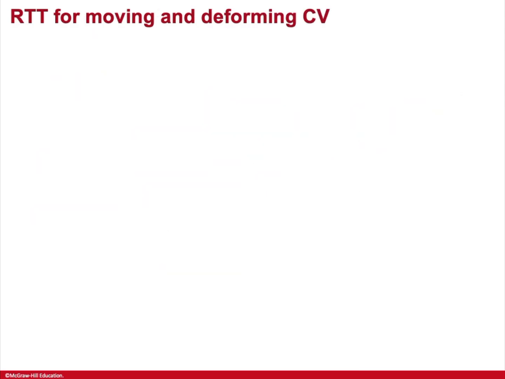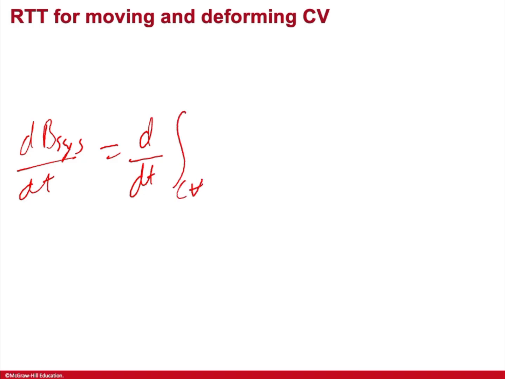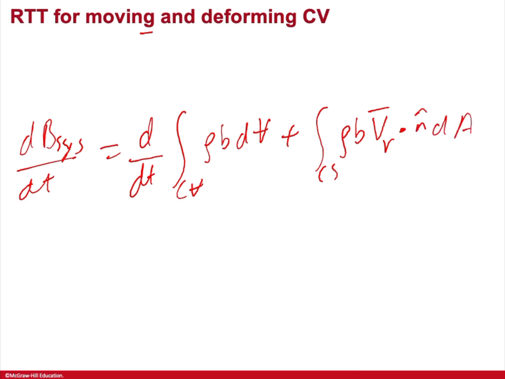Now, if you have the most general case of a moving and deforming control volume, your Reynolds transport theorem just becomes the time rate of change of B of the system, dB_sys/dt, equal to, since it's deforming and changing in shape, you cannot take the integral out, so the integral stays in: the integral of rho B dV, and since it's also moving, you will have rho B, with the velocity you'll be using being the relative velocity, dot n dA. Okay, so this becomes the most general form.